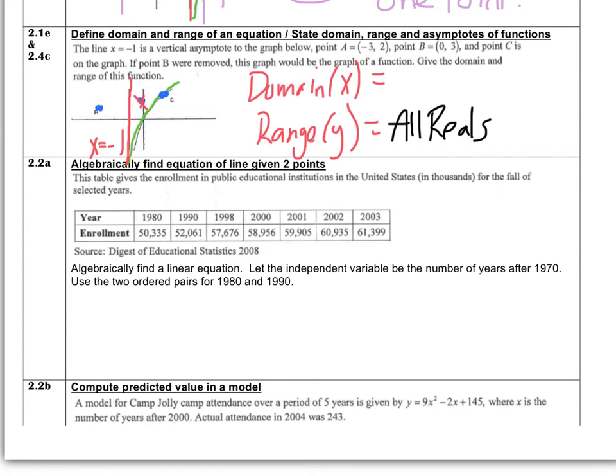So the y's can be any real number. Now for the x's, or the domain, travel along the x-axis. We don't see activity until we hit this point here at point A. By the way, point A is -3 and 2, so let's jot that down. We don't see activity until point A here. The x value for point A is right there at -3.